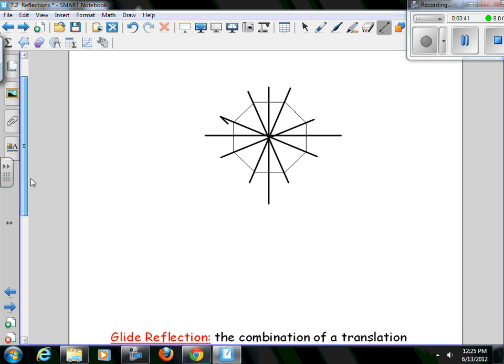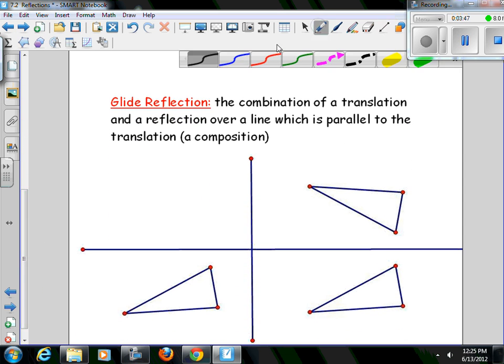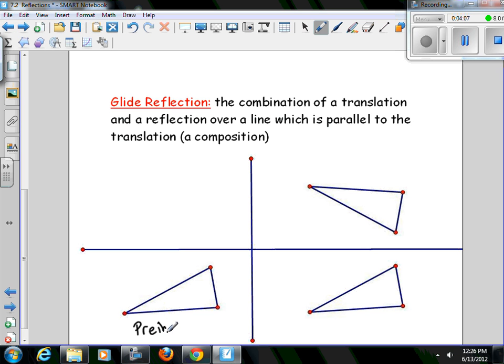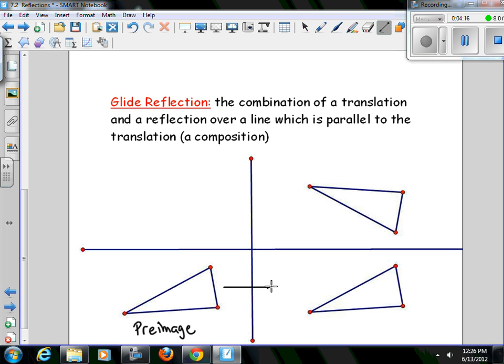Now, another type of reflection that we're going to talk about is a glide reflection. A glide reflection is the combination of a translation and a reflection over a line which is parallel to the translation. So when I say parallel to the translation, I'm going to say that this figure right here is my pre-image. This is the one that I start with. Now, what I'm going to do is translate this figure to the right. So I'm making a translation where I just slide it to the right. So here's my new figure at this point.